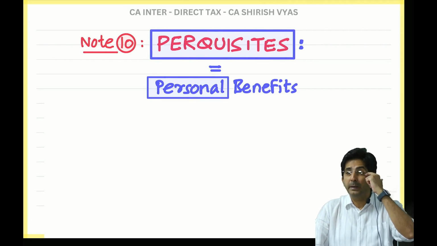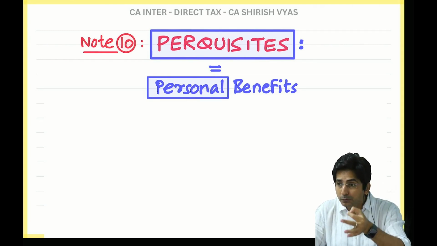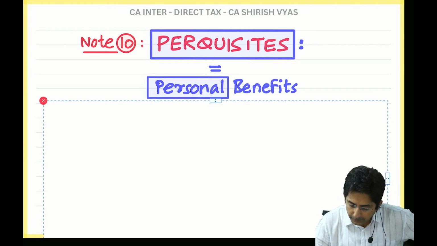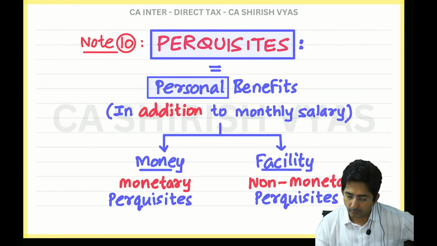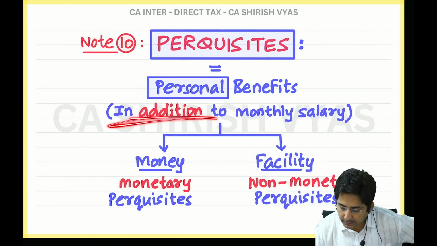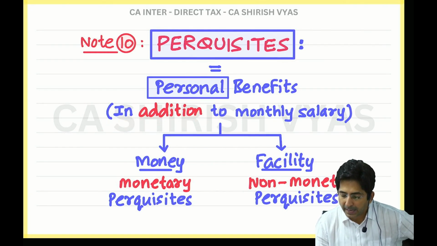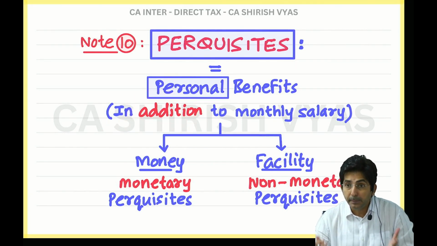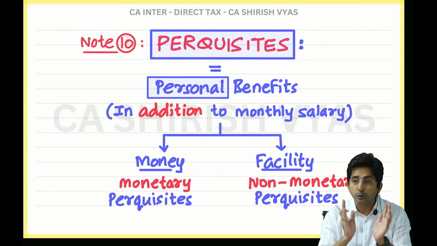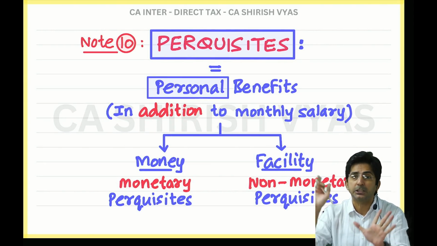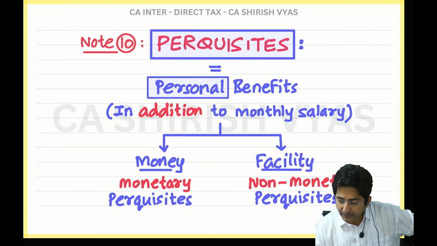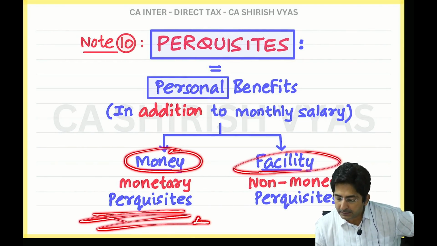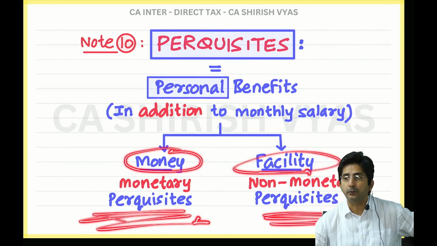Now you know what is a big tension? Perquisite gets mixed with allowance. See here, first let me show you this thing. Read. These are in addition to your monthly salary. Why have I given importance to the word addition in red pen? Because this is the main point you have to remember. It is not your monthly salary, it is something extra. And for that, if you get money, it's a monetary perquisite. If you get a facility, it's a non-monetary perquisite.